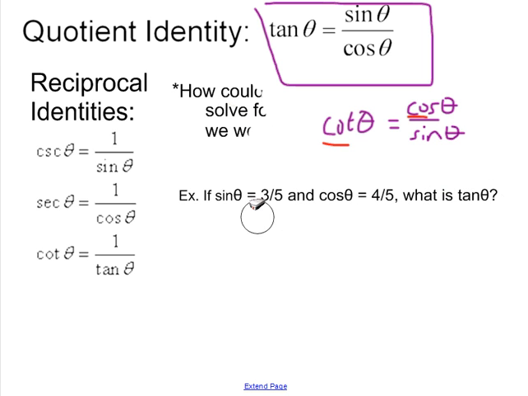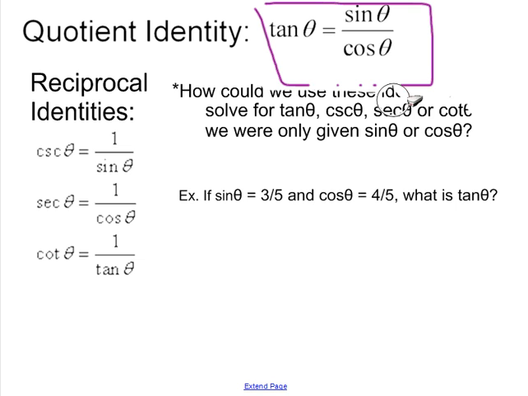So let's look at a couple examples here. I know that's kind of like magic. It's pretty impressive, I know. So how could you use these identities to solve for tangent, cosecant, secant, cotangent if we're only given sine or cosine? We talked about a second ago how you can get cotangent from the quotient identity, and you can get these by taking reciprocals. You can use this concept of reciprocals and the quotient identities, and everything is composed of sines and cosines. Tangent can be composed of sine and cosine like we saw up here. Secant is composed of cosines, cosecant of sines. So as long as you know sine and cosine, you can find anything else.